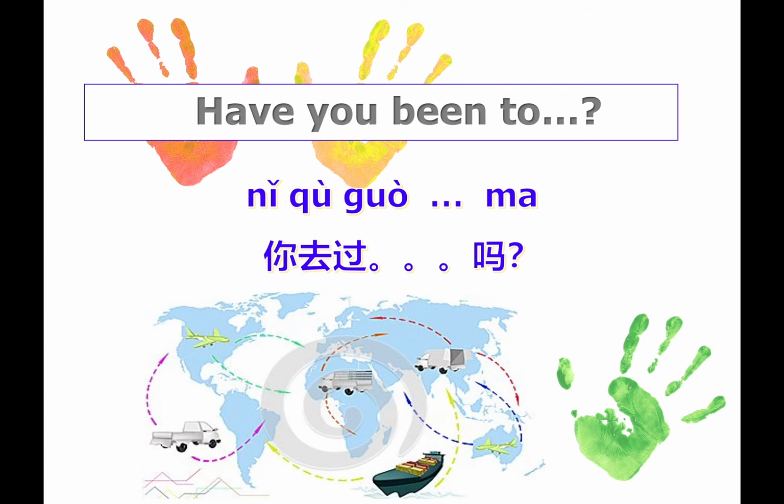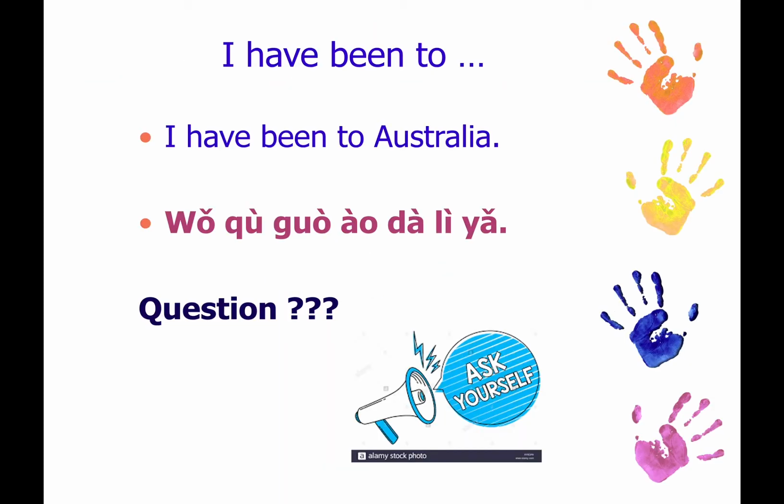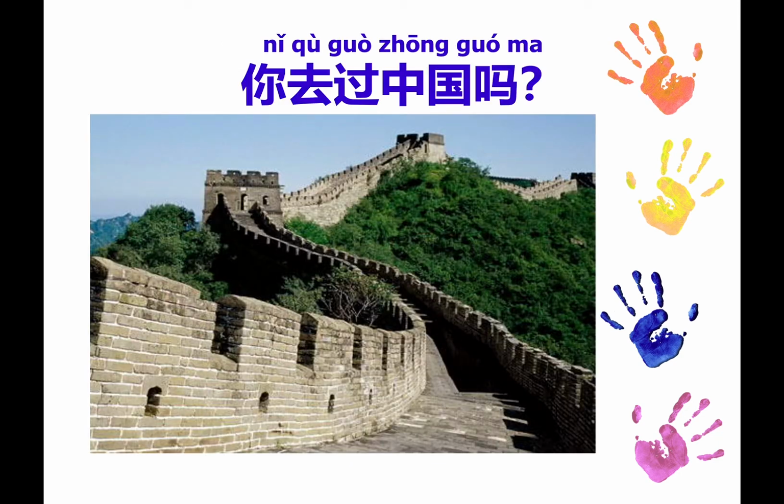So if you are asked, the first one, I have been to Australia. You can say 我去过澳大利亚. That means I have been to Australia. Now you can ask yourself a question: have you been to this country? I have been to, for example, America. So how do I say it? 我去过美国.